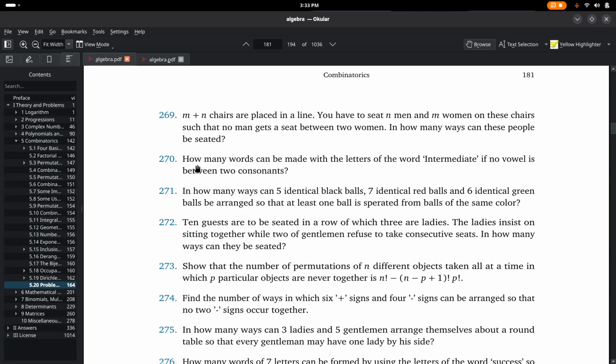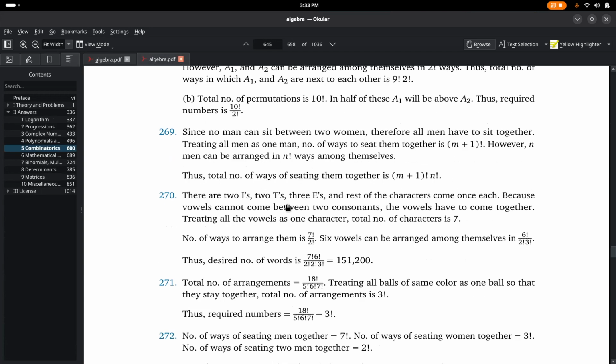Question 270 says: how many words can be made with the letters of the word INTERMEDIATE if no vowel is between 2 consonants? So we have 2 I's, 2 T's, and 3 E's, and the rest of the characters occur once. Since vowels cannot be between consonants, the vowels have to come together. Now we treat all vowels as 1. So how many vowels do we have? Two I's and three E's.